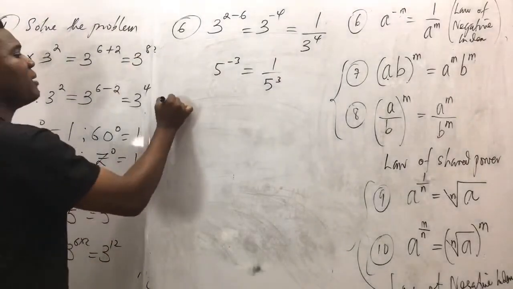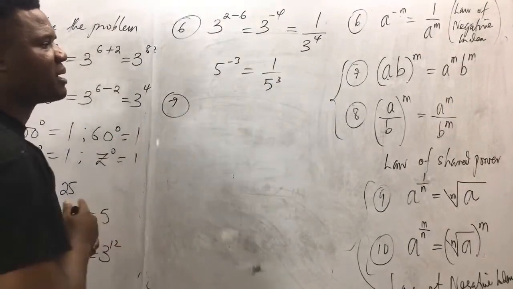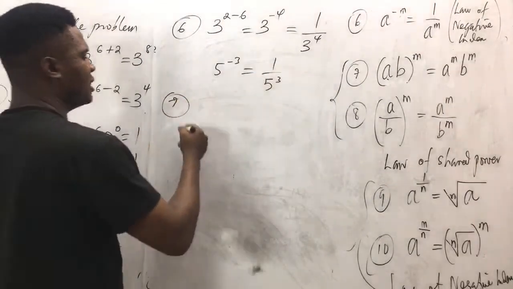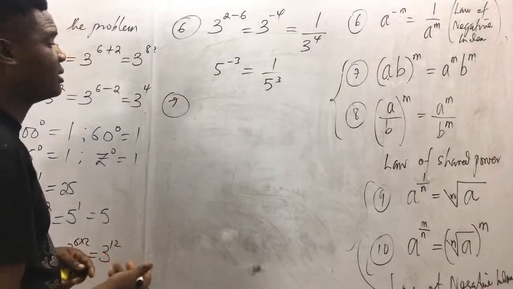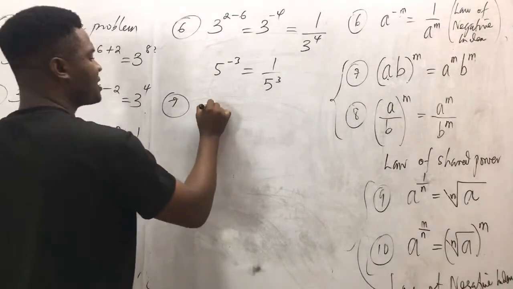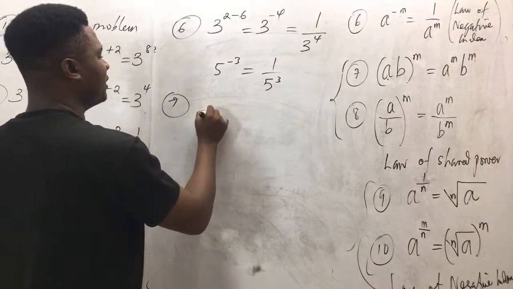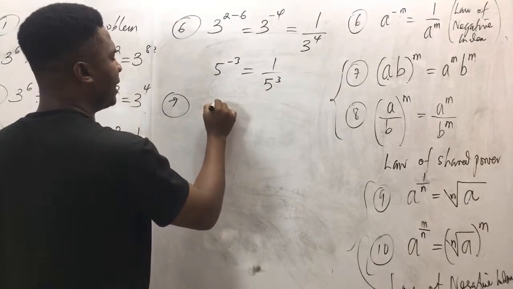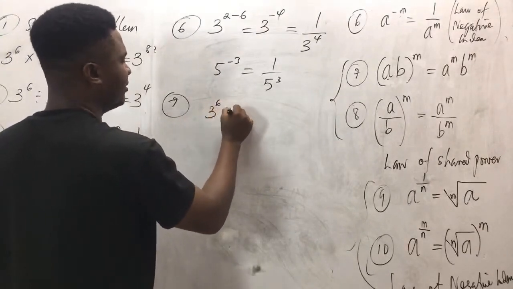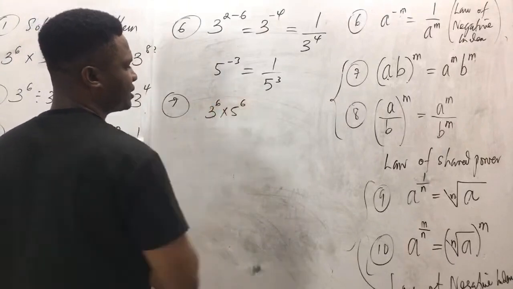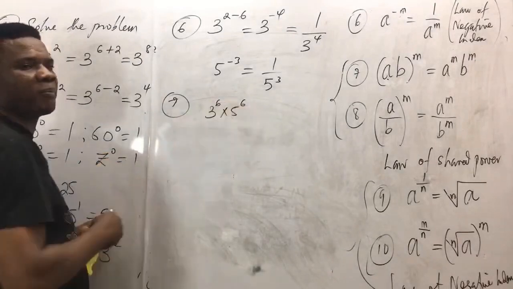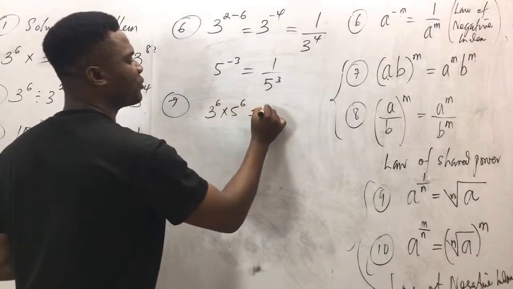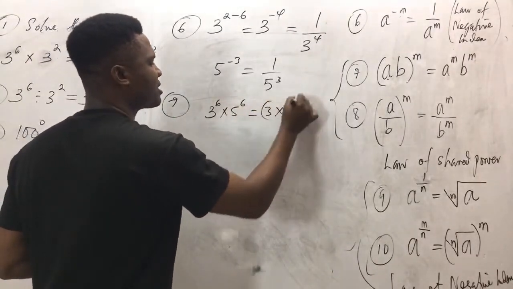Now, for problem number 7. Problem number 7 comes in this manner. I can use the laws in 7 and 8 to solve problems of this kind. So what if I was given 3 raised to power 6 times 5 raised to power 6? Now, notice that two different bases having the same power, I could simplify this problem to say 3 times 5 raised to the power 6.